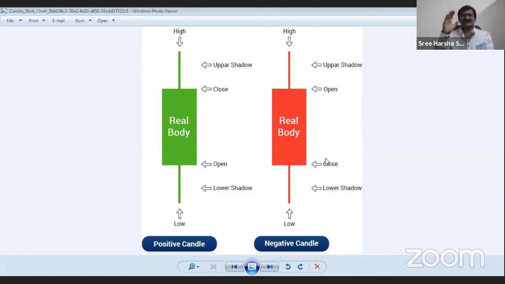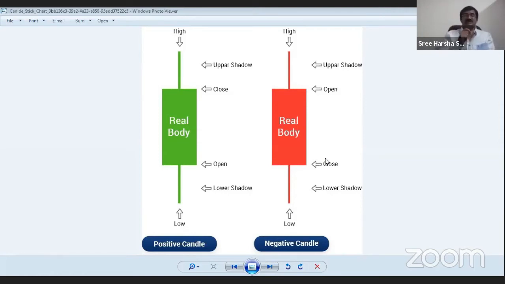Okay, let's understand this. I start at maybe 10 rupees and end up at 12 rupees. That means during this day I have been positive, so that will be a green candlestick. And if I start at 12 rupees and end up at 10 rupees, that means it is a negative candle.